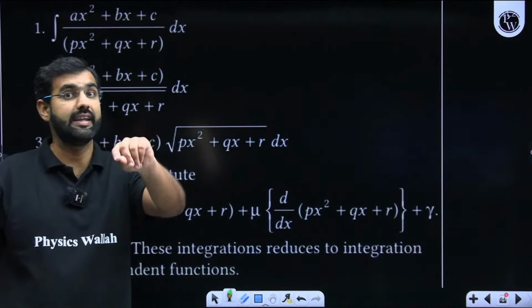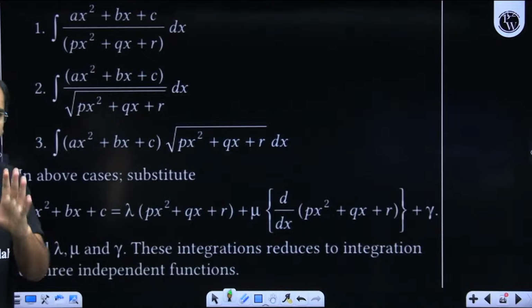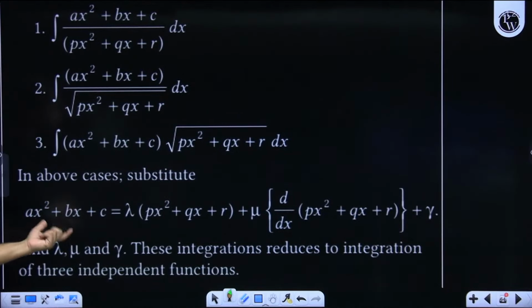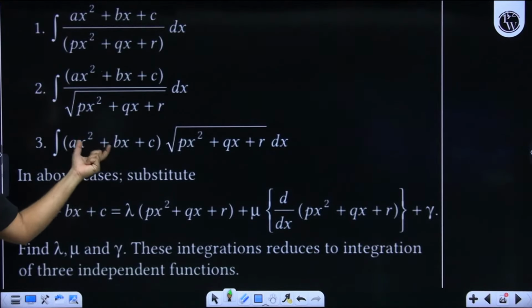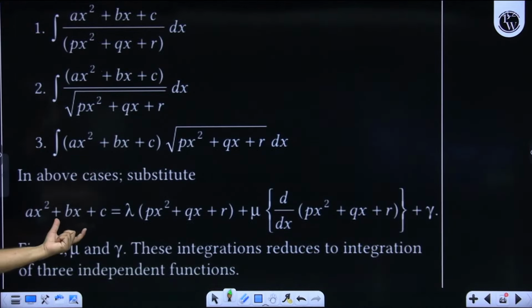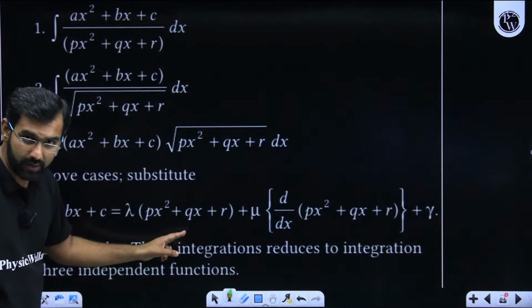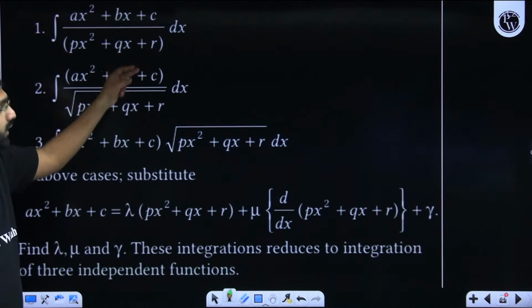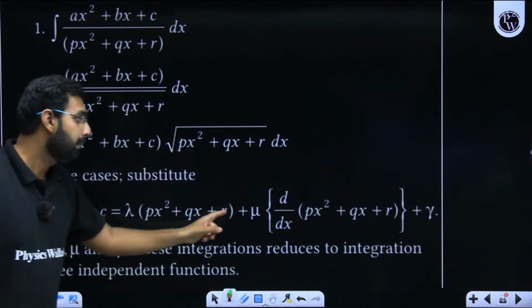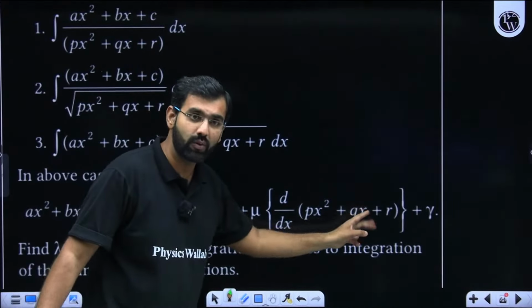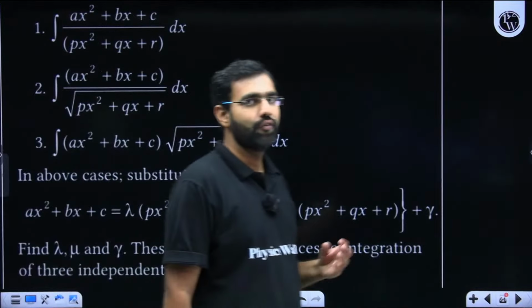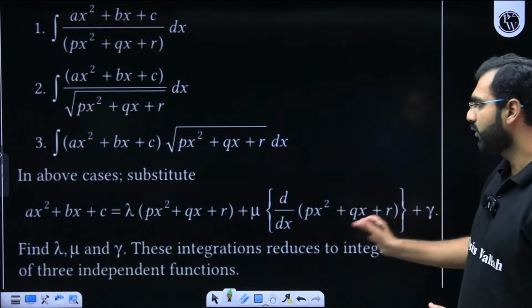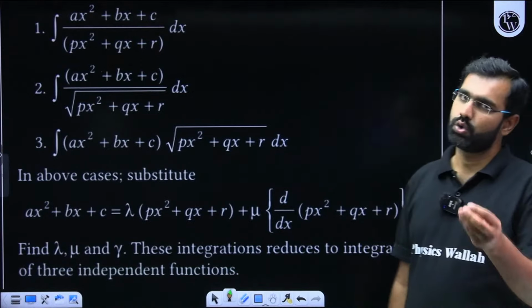Again, the same process, linear and quadratic, but with a slight change. That quadratic which is there in the numerator, or outside the under root sign, is written as lambda times the other quadratic, which is there in the denominator or inside the under root sign, plus mu times the derivative of that quadratic, plus gamma. And again, by comparing the powers, you find lambda, mu and gamma, and then you can find the integration very easily through substitution.